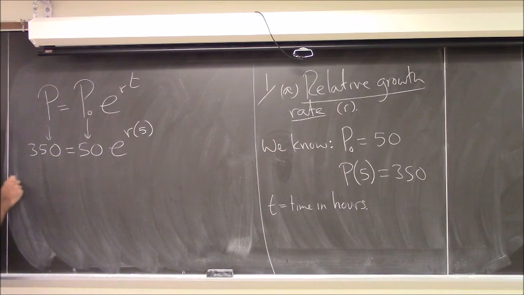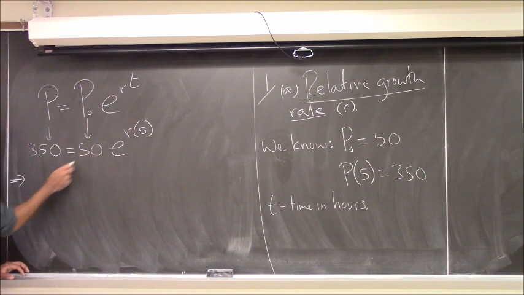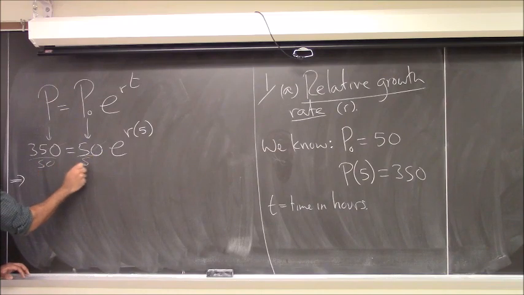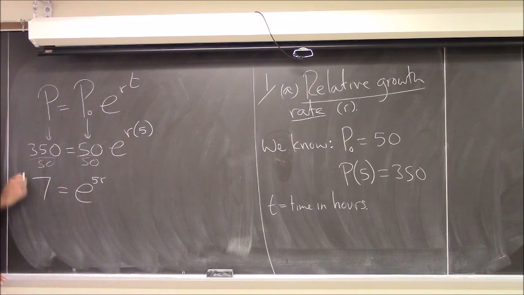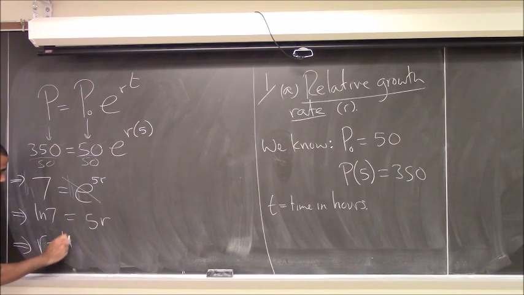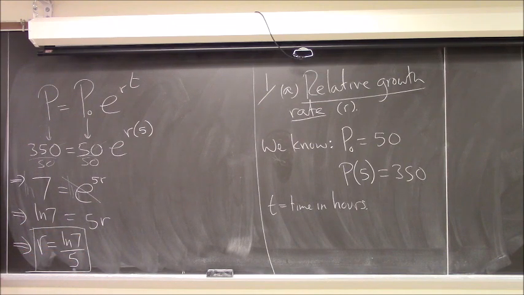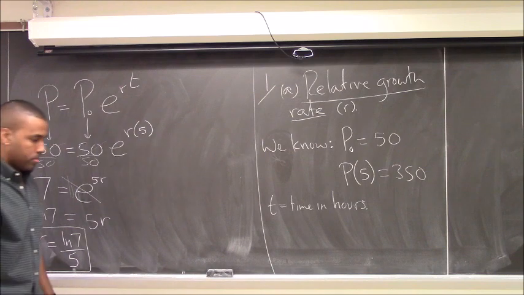How do we solve for r? Divide both sides by 50. So this guy over here will give us 7. This is e to the 5r. How do we find r? Ln both sides. Here those are cancelled, so I get 5r is equal to ln 7. Then divide by 5. r is equal to ln 7 over 5. So that's my relative growth rate.